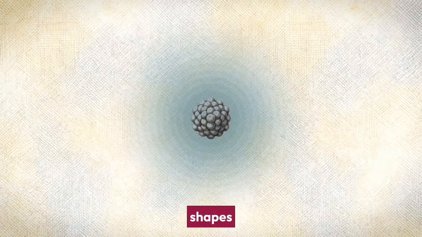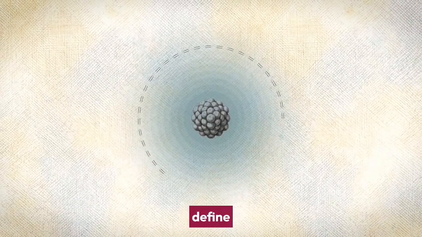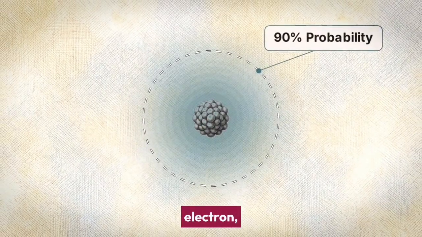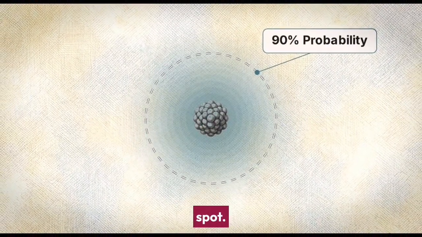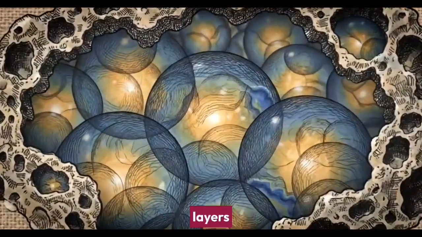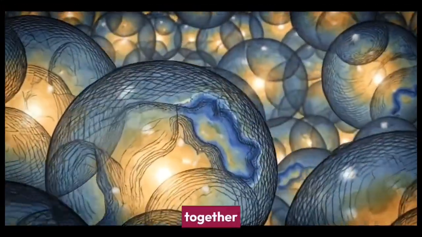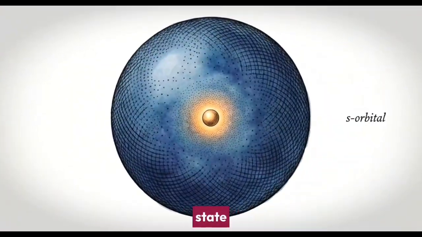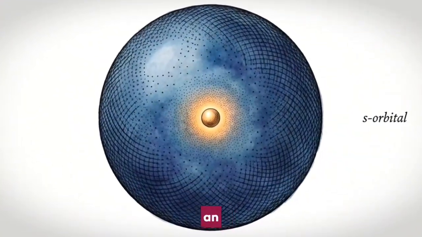In chemistry, these shapes are called orbitals. Chemists define an orbital by drawing a boundary enclosing where you are 90% likely to find the electron, a map of its favorite hangout spot. Atoms are made of these overlapping layers of vibrating energy, stacked together to form the solid structure of everything we touch. The lowest, calmest energy state an electron can occupy is called an s orbital.